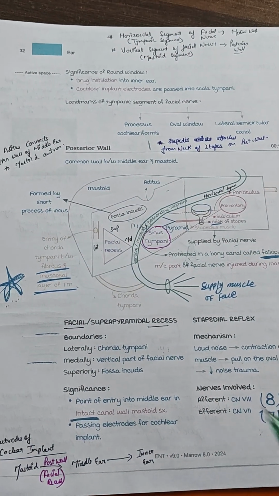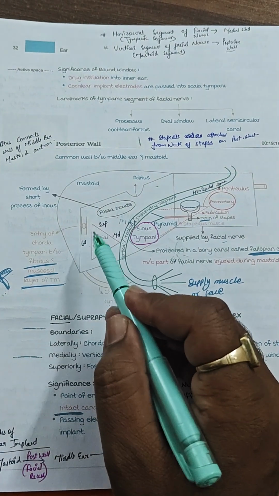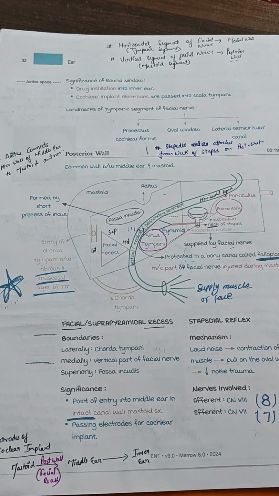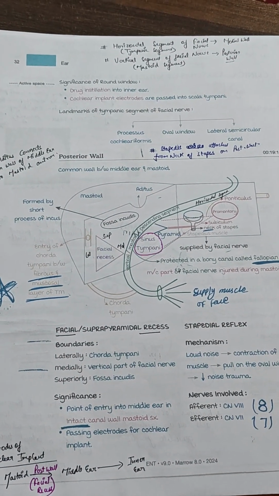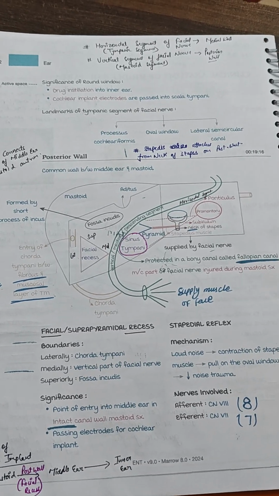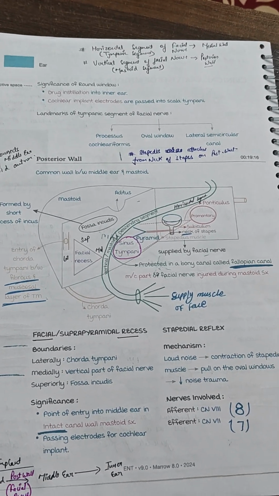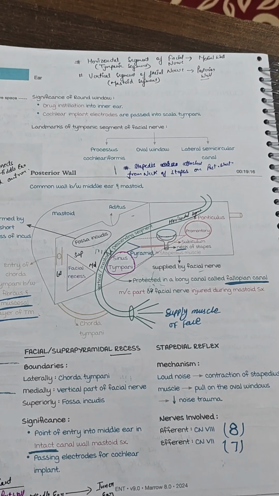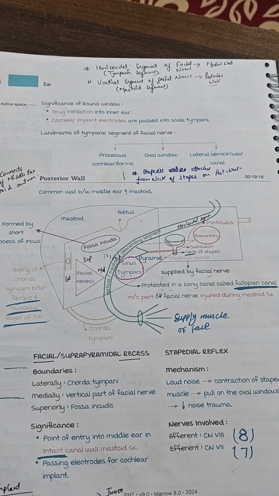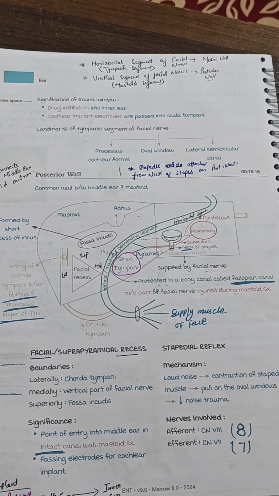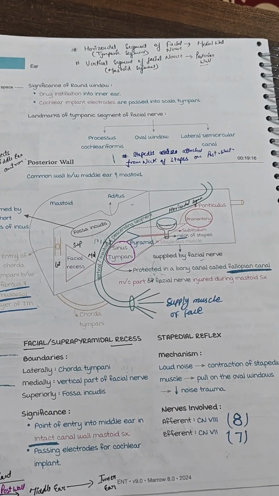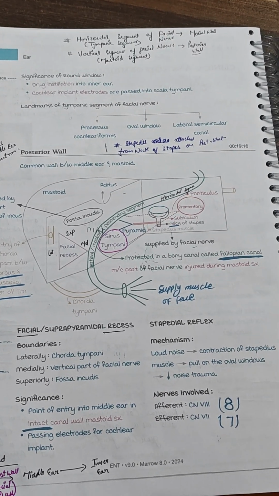Now there is the chorda tympani nerve canal. The vertical or descending part of the facial nerve in the posterior wall, that is the mastoid portion of the temporal bone, ultimately exits the temporal bone through the stylomastoid foramen.